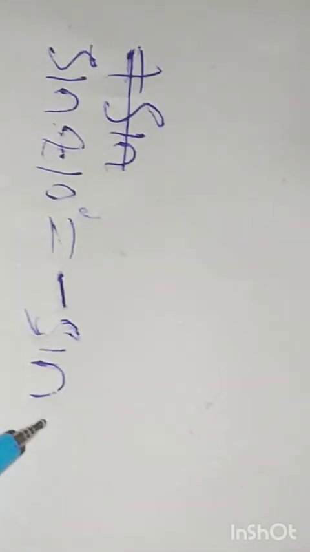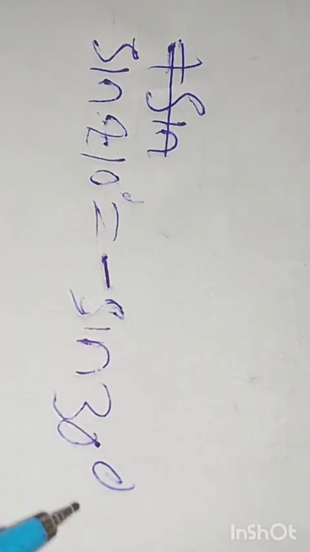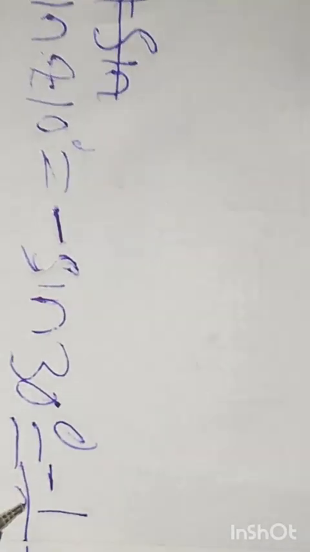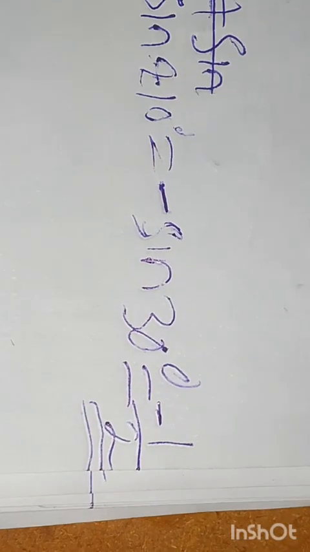The reference angle gave us 30 degrees. At 30 degrees, sine is half, so the answer is negative 1 over 2. Then you go now to tan.